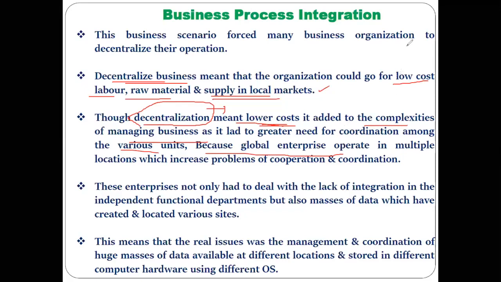Now, the main difference between the centralized and the decentralized is what? Decentralized in the sense the company's multiple units are working in multiple cities. That is the decentralized. Yes or no? Yes, correct. And centralized means what? Company is operating from a single unit. Correct.